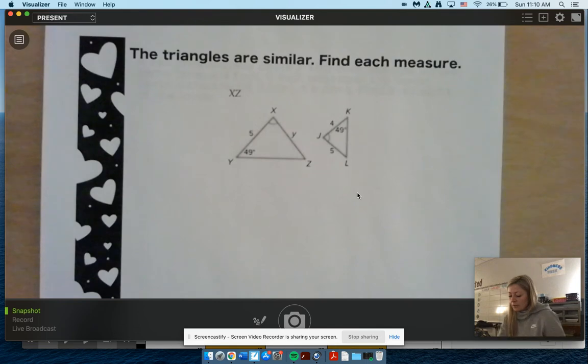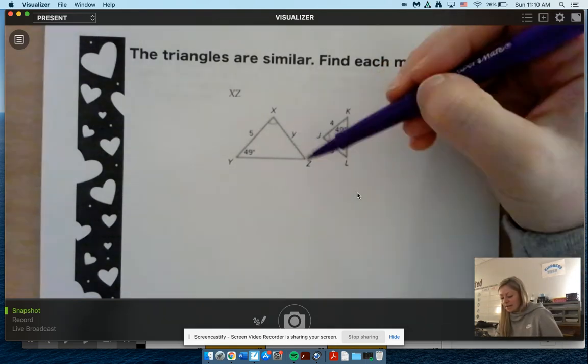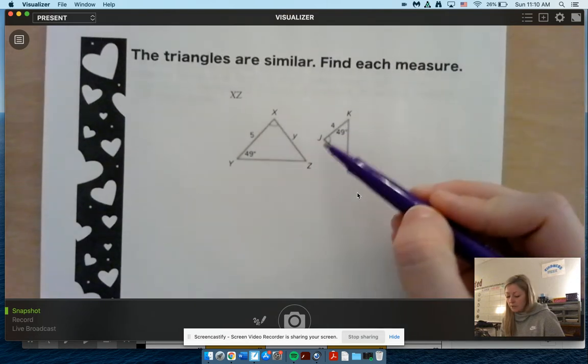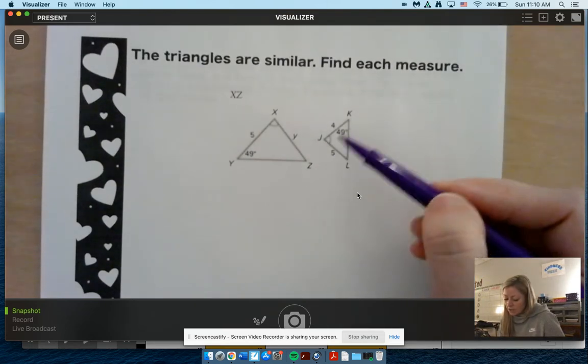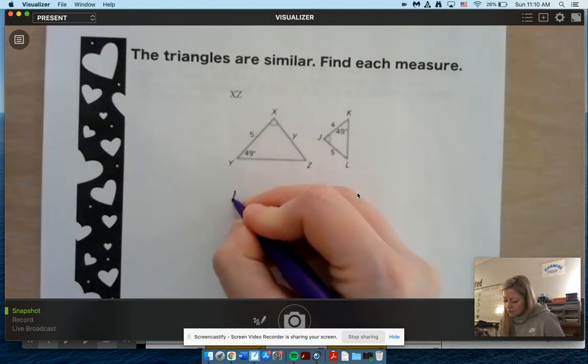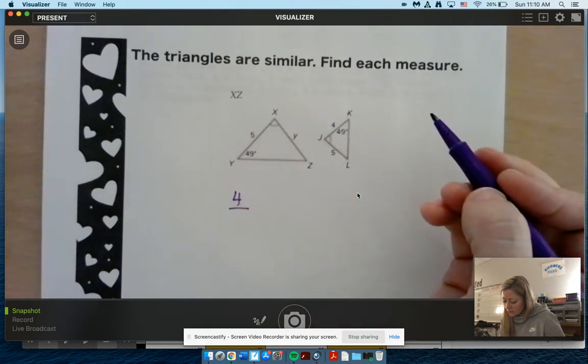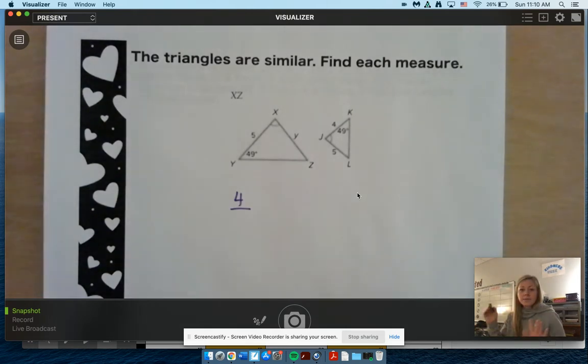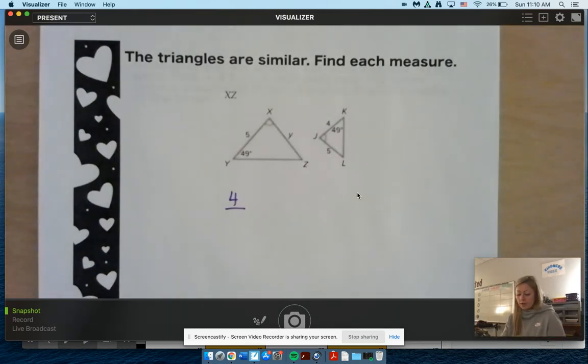What are we looking for? We are looking for the variable y, which is side xz. So again, I'm weird, starting with my small triangle. What's my smallest side? JK, which is 4. JK would match. Ooh, so this is kind of fun. How do I know what JK matches? You have to look at your picture, okay?